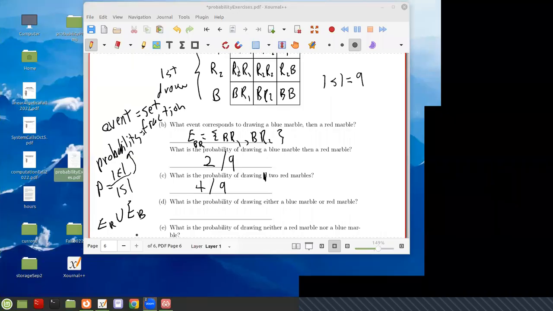So, let's look and see. The event where you get a red marble is almost all of them. It's everyone except for this one, and this one includes the blue one. So really every outcome has either a red marble or a blue marble. So the probability is going to be 9/9, which equals 1. So that always happens, right? Because it turns out that this is the sample space.